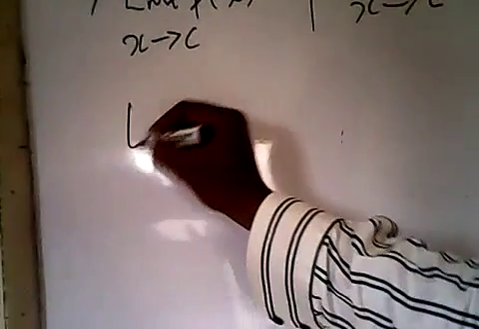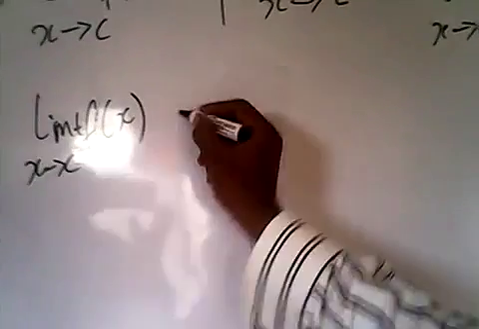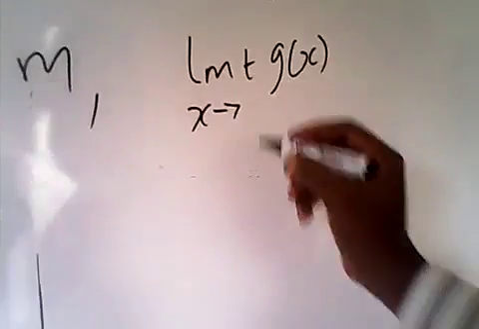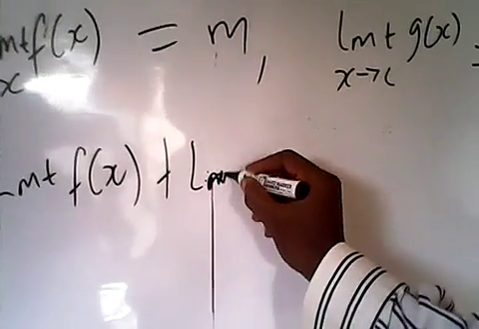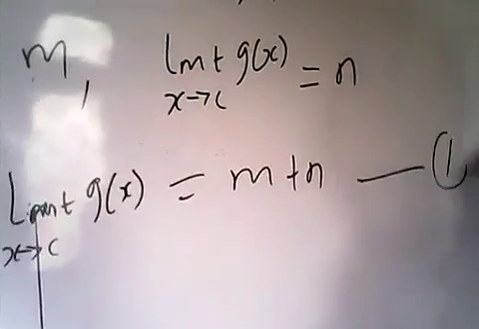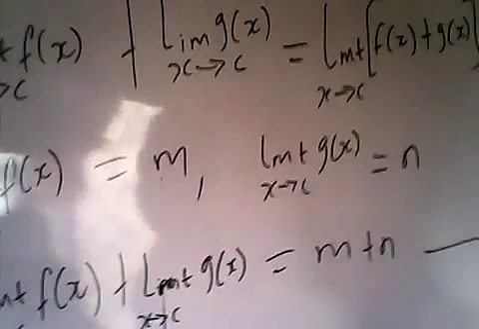So we just add up the functions and get our answer. Alternatively, if the limit of f of x as x tends to c is m, and the limit of g of x as x tends to c is equal to n, then the addition of the two limits, limit f of x plus limit g of x, as x tends to c, will just be m plus n. So this is one version, and this is another version. We can consider the two and arrive at the same result.